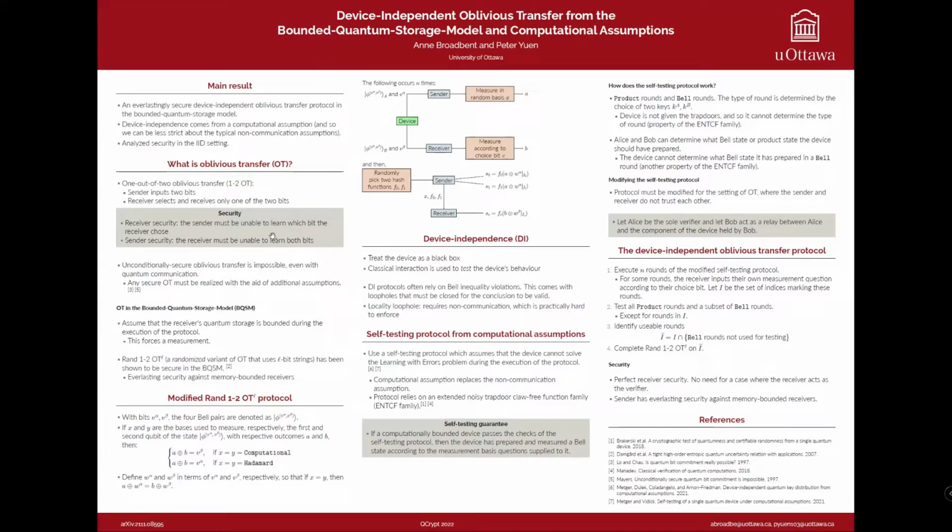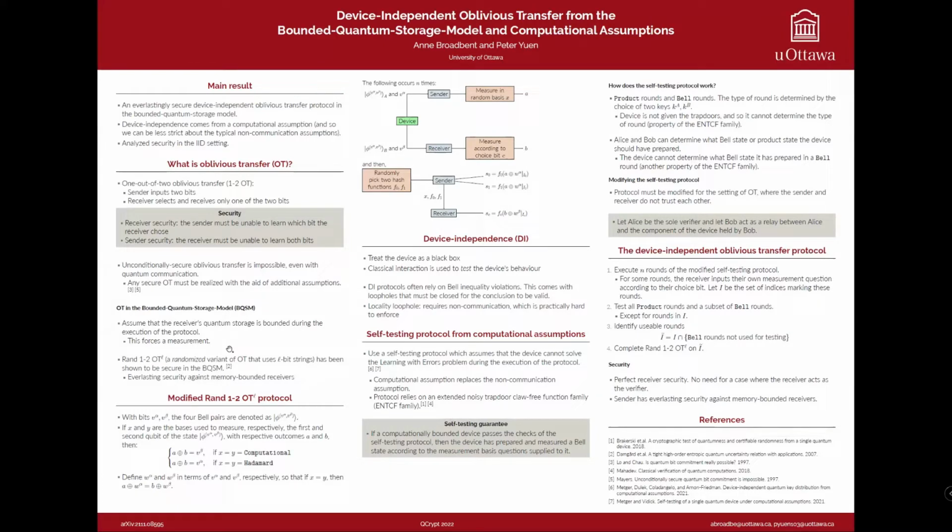Now this is pretty simple, but despite this simplicity, unconditionally secure Oblivious Transfer is actually impossible, even with the assistance of quantum communication. So what this means is that if we want some sort of secure Oblivious Transfer, we're going to need some sort of additional assumption. The additional assumption that we're going with is the bounded quantum storage model.